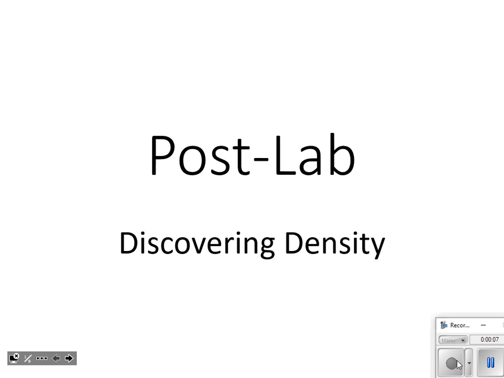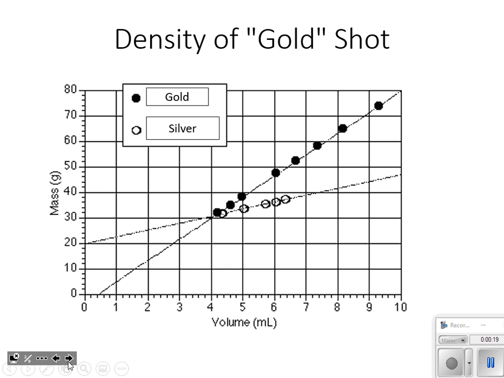So this is the post-lab over discovering density, folks, and I have made an example of the calculations you did using this graph right here. So the black dots up here represent gold. The white ones represented the silver.